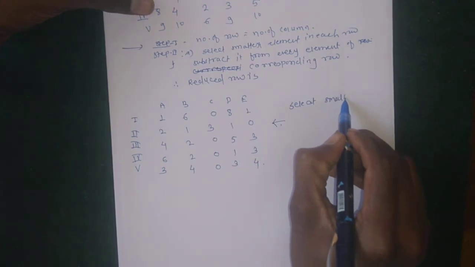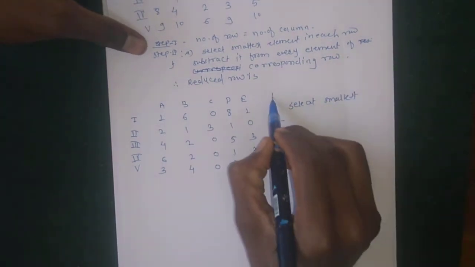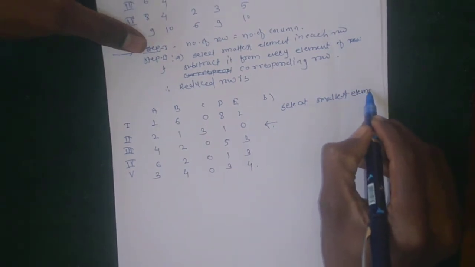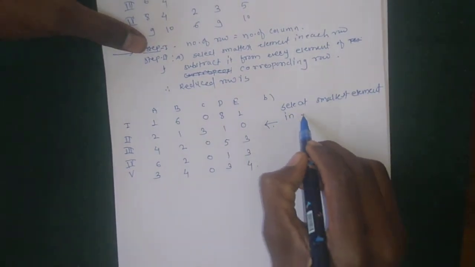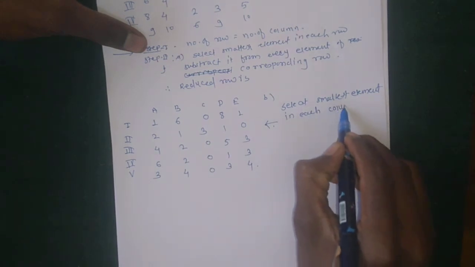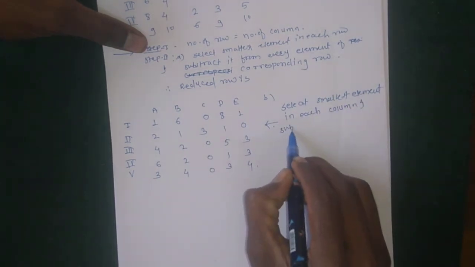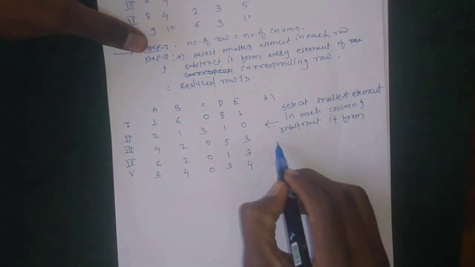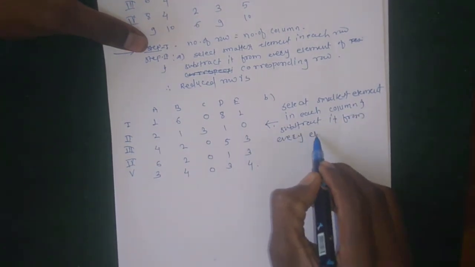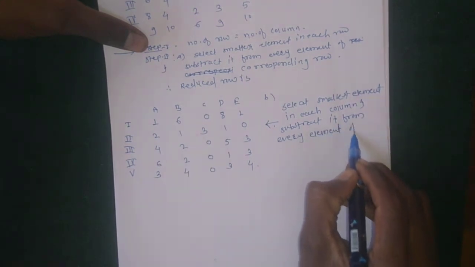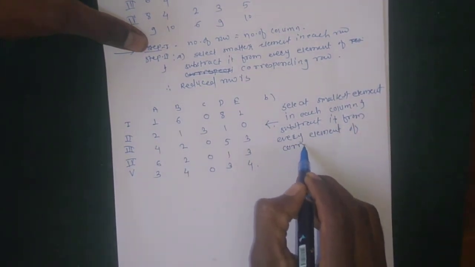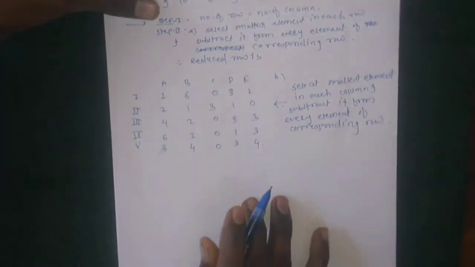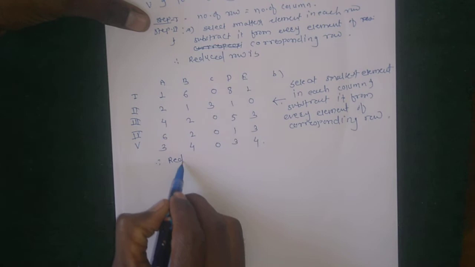Okay, then the next step is step second B: select the smallest element in each column and subtract it from every element of the corresponding column. Okay, the corresponding column. Therefore the reduced table is here.